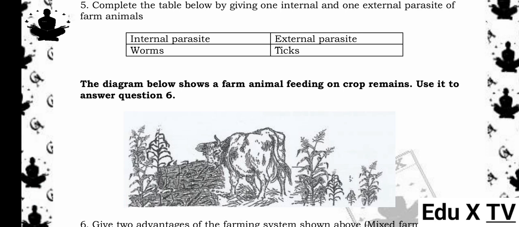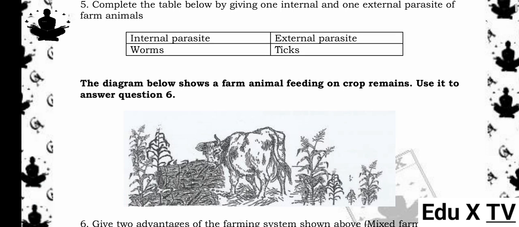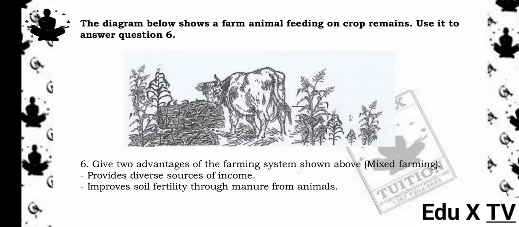Internal parasite: worms. External parasite: ticks. The diagram below shows a farm animal feeding on crop remains. Use it to answer question 6. 6. Give 2 advantages of the farming system shown above. Mixed farming. Provides diverse sources of income. Improves soil fertility through manure from animals.